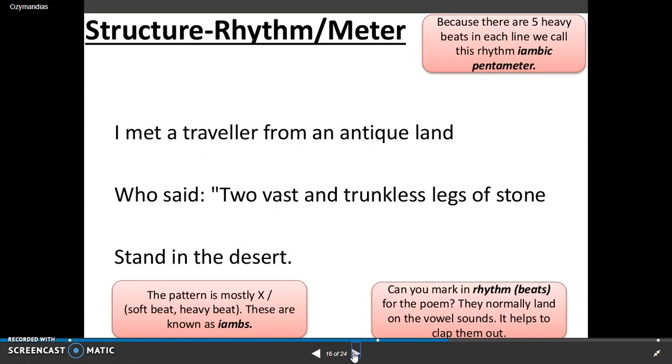So, time for the structure, meter. Because there are 5 heavy beats in each line, we call this an iambic pentameter. The pattern is mostly soft beat, heavy beat. These are known as iambs. Can you mark the rhyme beats for the poem? They normally land on the vowel sounds. It helps to clap them out. So if you want to do that, pause this video and try that, it will help you.